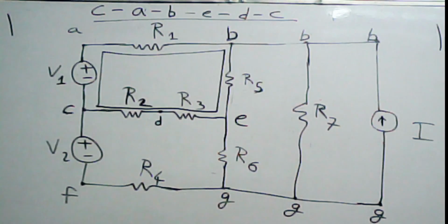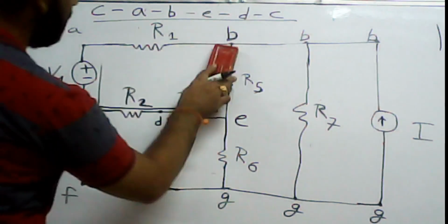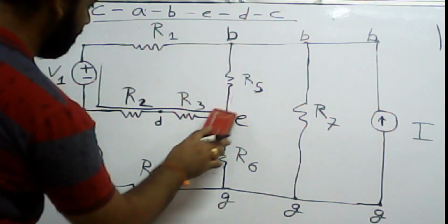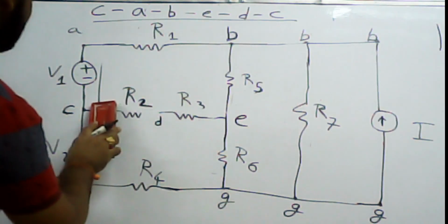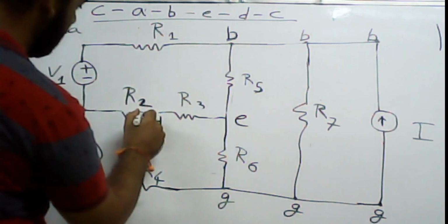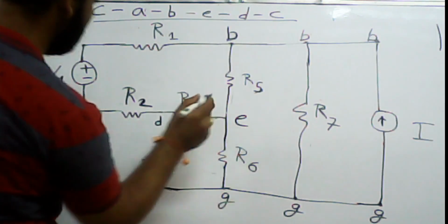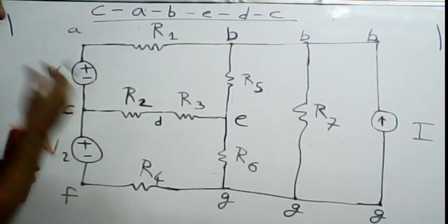A loop is a path in the network which starts from a node and ends at the same node while passing through any other node only once. It cannot pass through any other node more than once. Okay, so this was an example of a loop. We'll see another example and then we will define mesh. What is mesh? And we'll see the difference between a mesh and a loop.